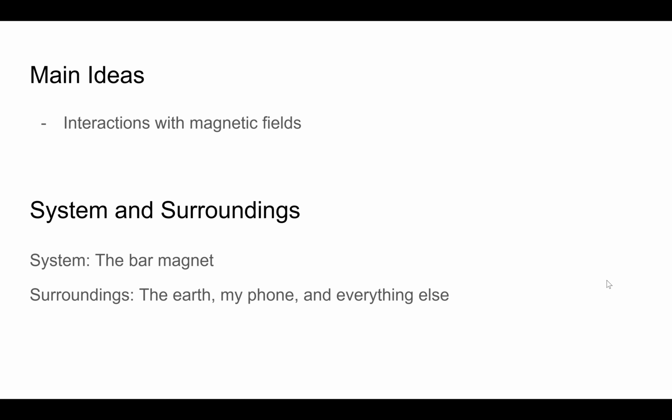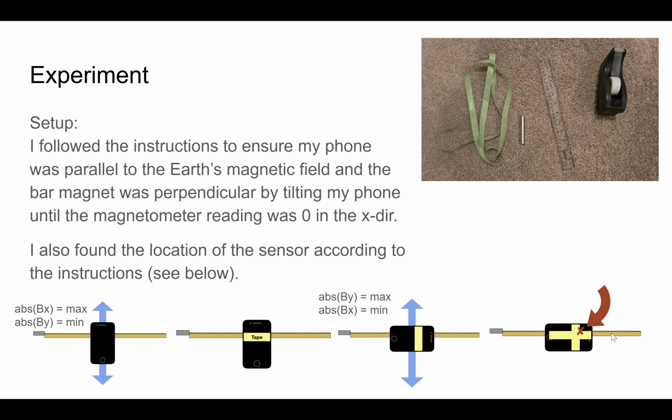So main ideas, we're looking at interactions with magnetic fields. The system is the bar magnet, and the surroundings are the Earth, my phone, and everything else. So for the setup of the experiment, I followed the instructions to ensure my phone was parallel to the Earth's magnetic field and the bar magnet was perpendicular by tilting my phone until the magnetometer was reading 0 in the x direction. I also found the location of the sensor according to instructions.